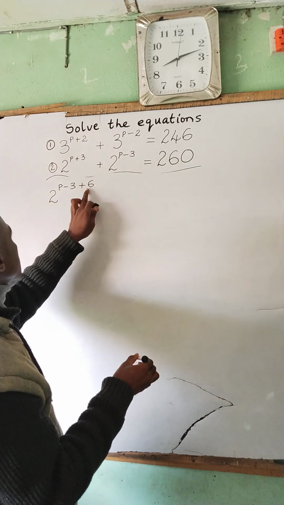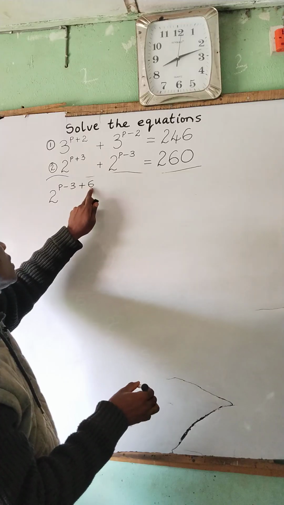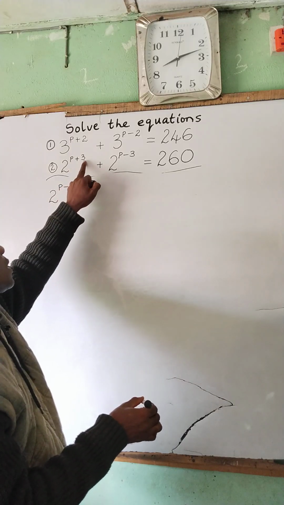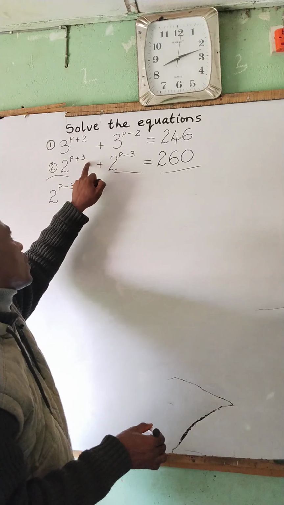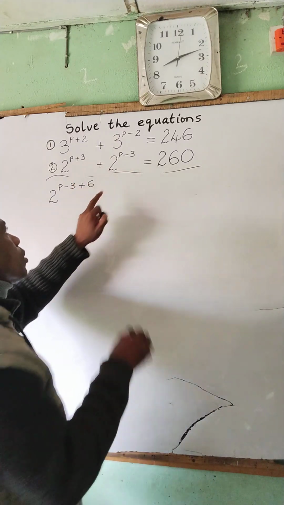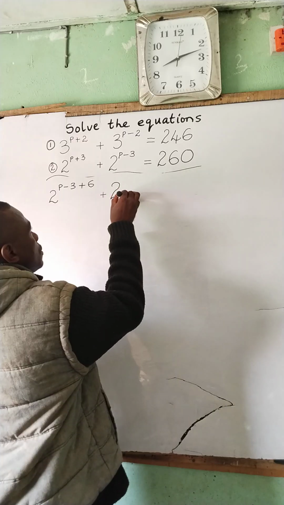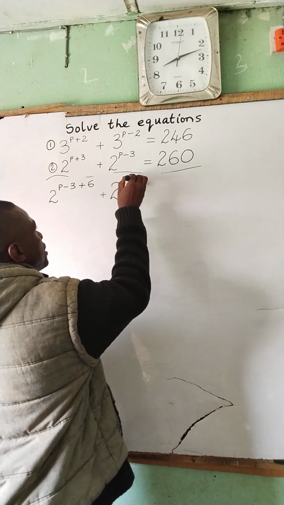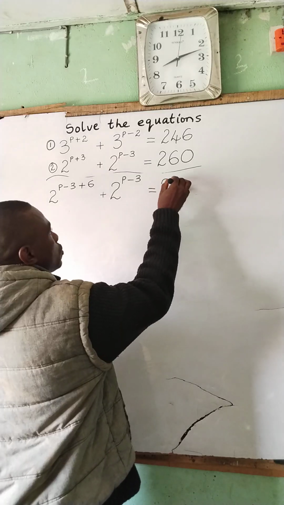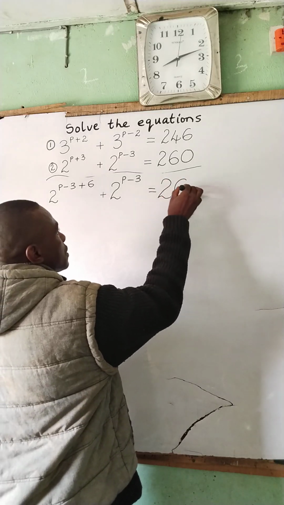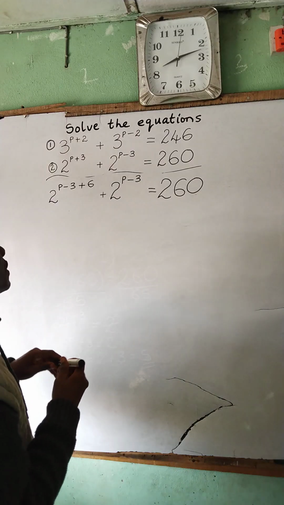These two things are the same. If you do minus 3 plus 6, it will give us plus 3. That is, this expression here is the same as what we have here. Then I will bring the other one on board, which is plus 2 to power p minus 3, which is equal to 260.